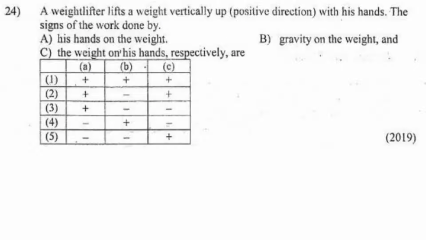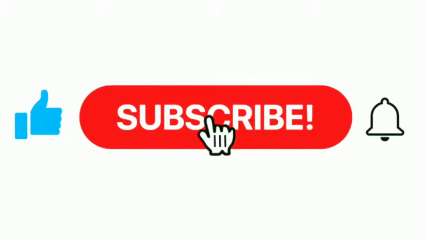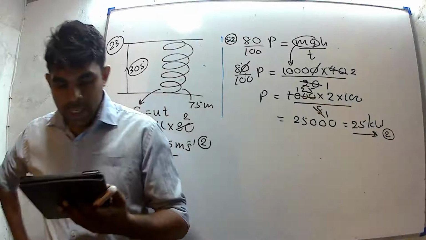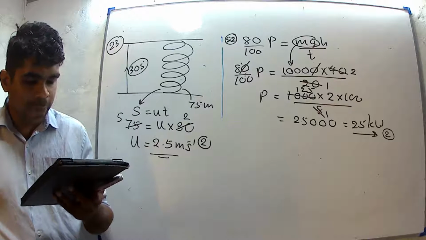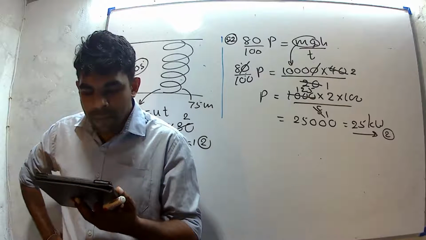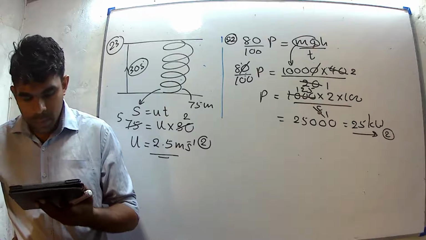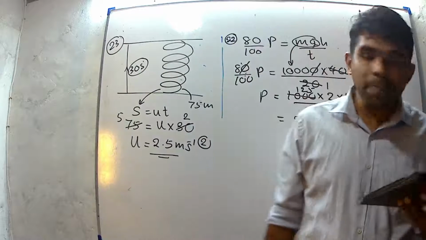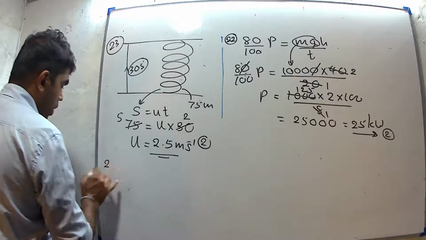Then 24. A weightlifter lifts a weight vertically up, positive direction, with his hands. Find the sign of work done by his hands on the weight, gravity on the weight, and the weight on his hands respectively. We have considered that the upward direction is the plus direction. Therefore, work done by his hands should be plus. It should be in the upward direction. Therefore, A should be plus.